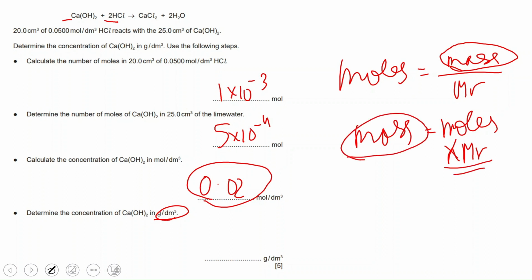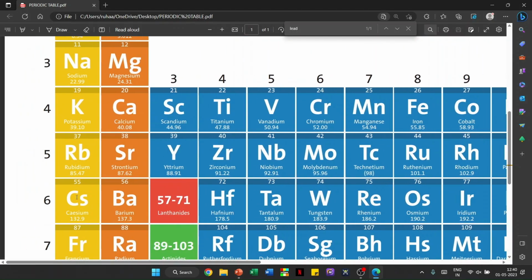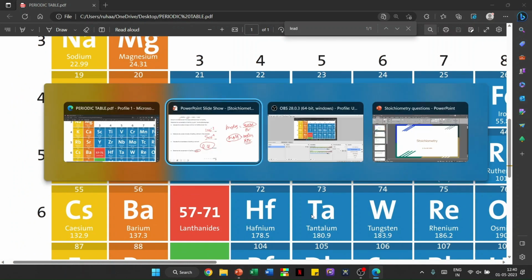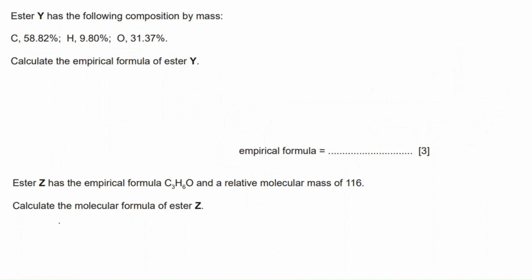So 0.02 into oxygen and hydrogen is going to be 16 plus 1, 17 into 2 is 34, plus calcium, which if I'm not wrong is 40. So I just drag across over here. Calcium is on top over here, which is 40. Yeah. So plus 40. So the answer is going to be 1.48 grams per decimeter cubed.